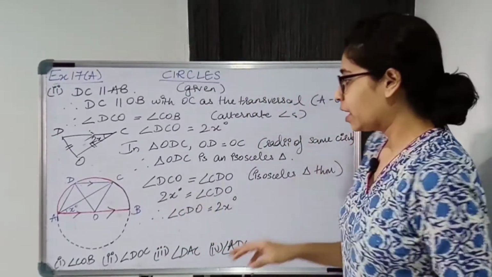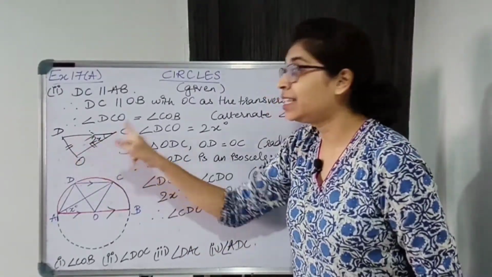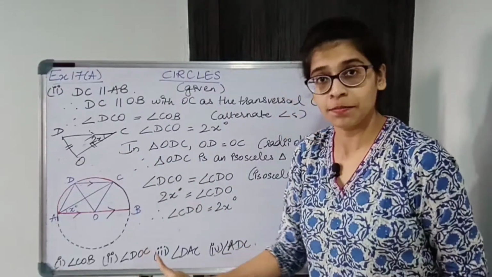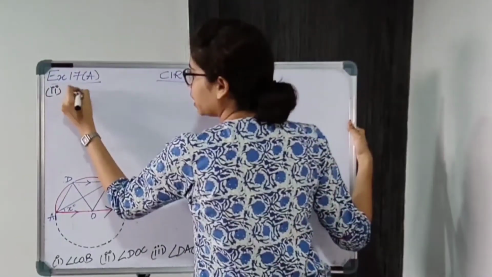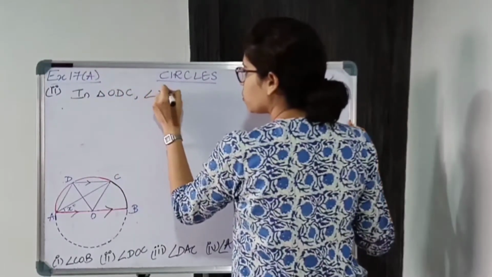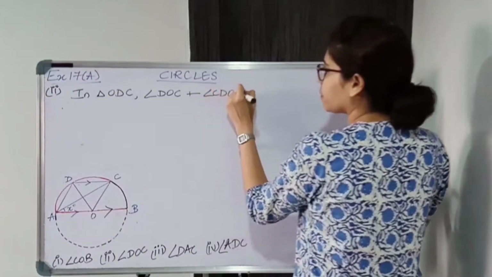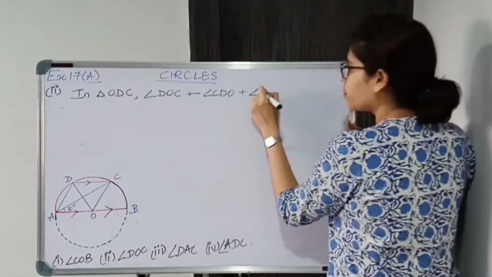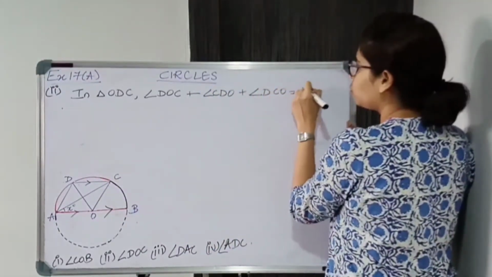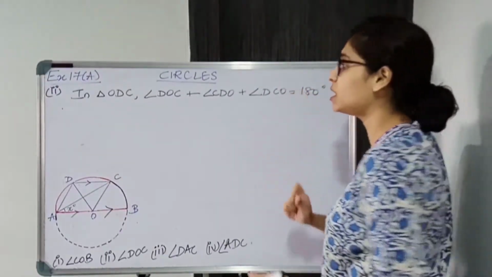Okay. Now DCO and CDO both are 2x. Now I need to find angle DOC. Our aim is DOC. Okay. Now in triangle ODC, angle DOC plus angle CDO plus angle DCO is equal to 180 degrees. Sum of measures of angles of triangles is 180 degrees. Please write down the reason.